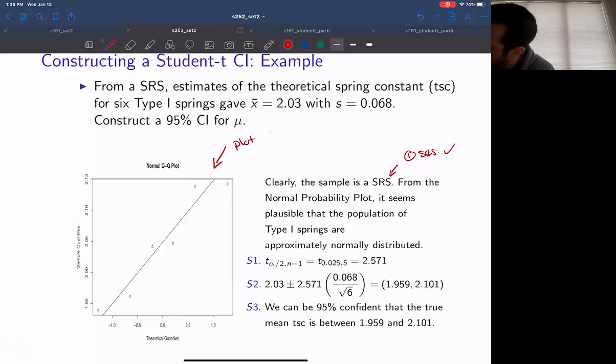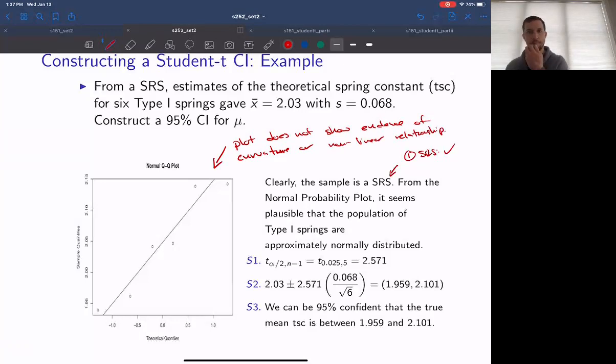Okay, so the plot does not show evidence of curvature or a non-linear relationship. All right, so it shows basically a straight line pattern. This straight line pattern would indicate that there's evidence of normality. So this would be more or less what we would like to see when we use a normal probability plot.